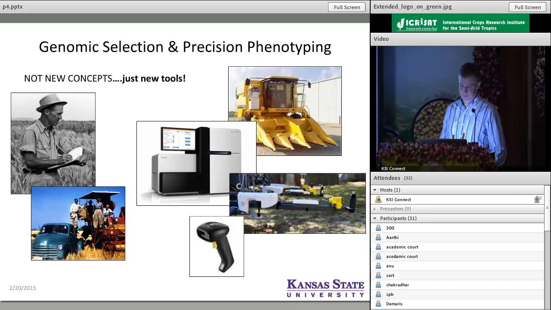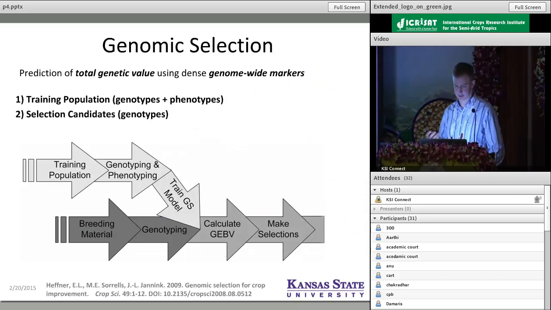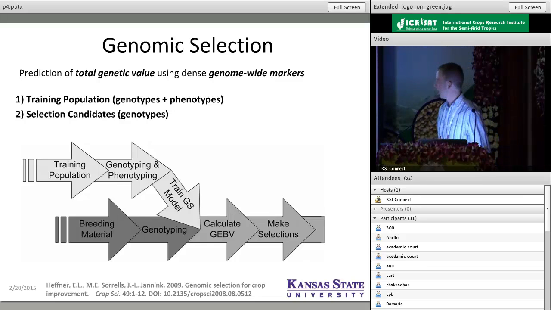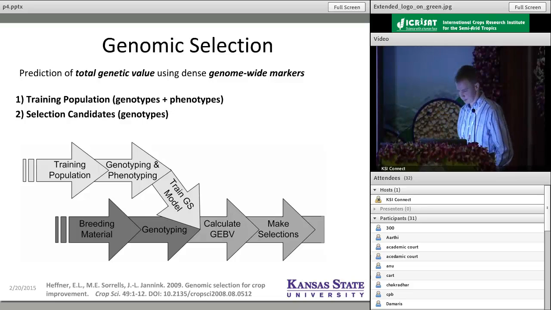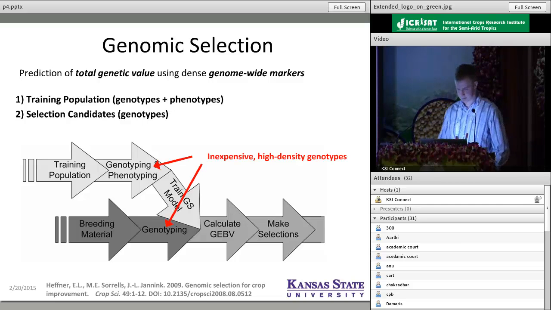So just a real brief overview. Mark gave a good introduction on genomic selection, and I'll just briefly highlight how we're applying this in the CIMMYT programs in particular. We have the training population and the selection candidates. These are genotyped and phenotyped, and then we just genotype the selection candidates. One key to this is needing inexpensive, high-density genotypes, and I think this is largely achieved and put in place. The other caveat is having good, accurate phenotypes to actually train this prediction model, and that remains a critical component.